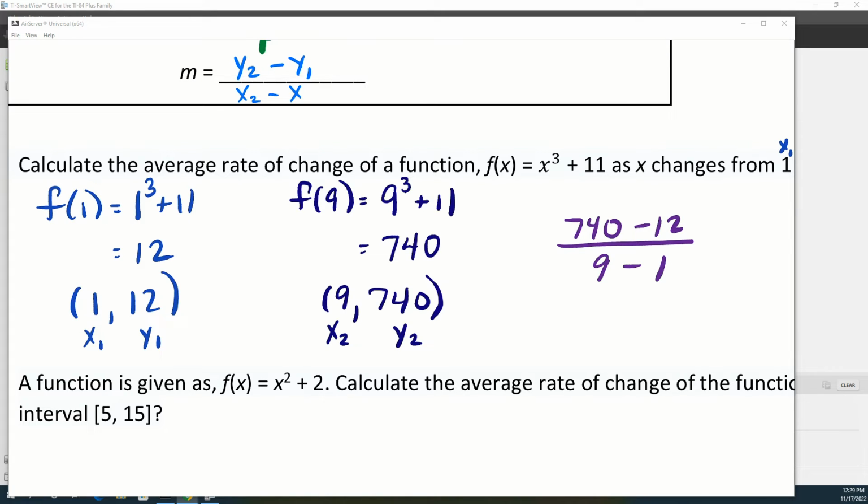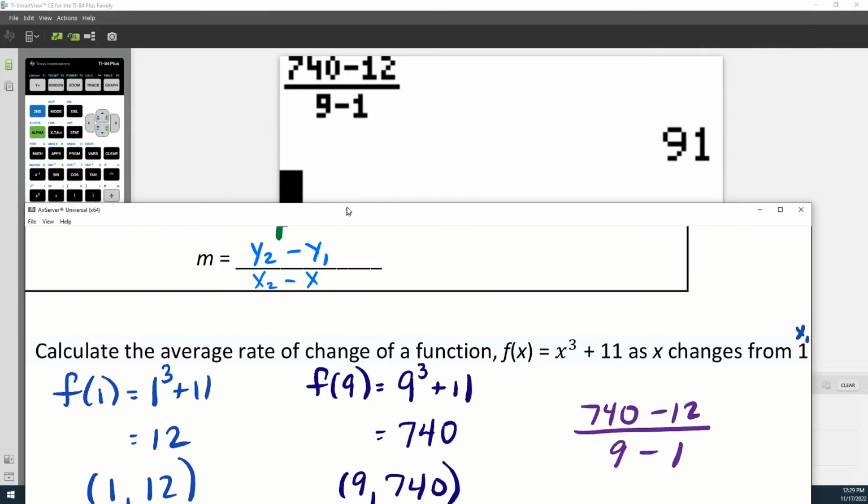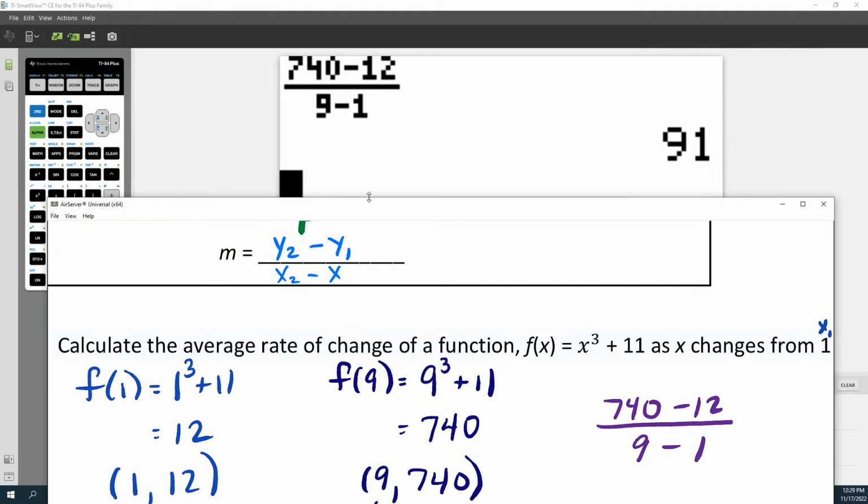Now, you can type it in your calculator exactly like that. Probably have it typed in from the previous class together. So to get the little fraction, you're gonna do alpha y equals, and you can just type the 740 minus 12 on the top, 9 minus 1 on the bottom, and that's your average rate of change, 91.